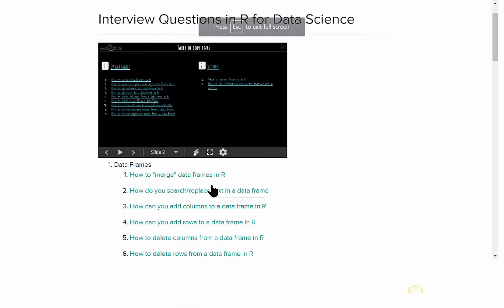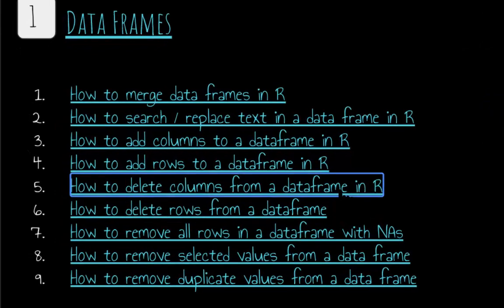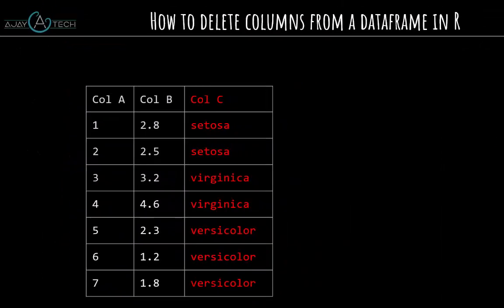Okay, here is our next question. How do you delete columns from a data frame in R? So say we have this data frame, it has three columns, A, B, and C, let's say, and we want to lose this column. If you're wondering why you want to do this, there are multiple reasons.